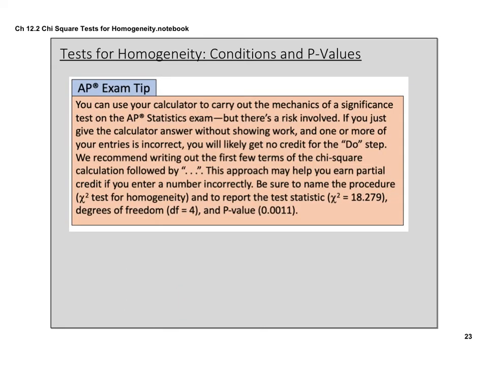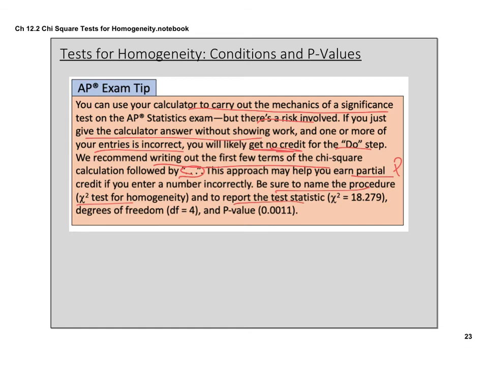All right, you guys, we're getting there. Now we're going to do one of these bad boys all the way start to finish with a whole chi-square. So here's your next AP exam tip. It says, of course, you can use your calculator to carry out the mechanics of a significance test, but there's risk involved. If you just give calculator without showing work, and one or more of the entries is incorrect, you'll likely get no credit for the do step. We recommend writing out the first few terms of the chi-square calculation, put the ellipsis in. This approach may help you earn partial credit. You can get at least a P, even if it's wrong. Also make sure that you name the procedure. As always, all of these things are the same things that we've been doing.